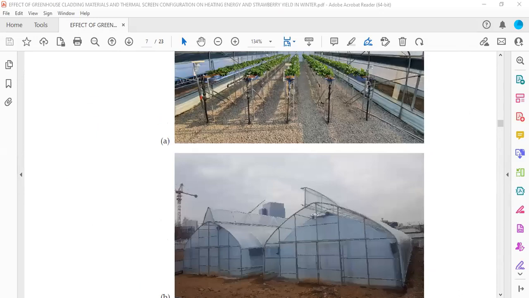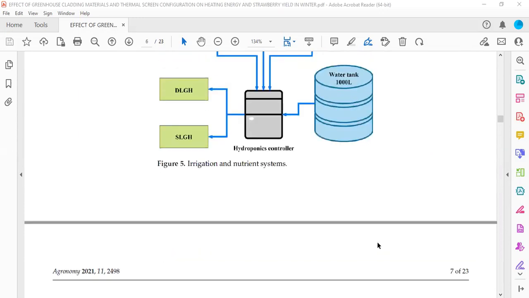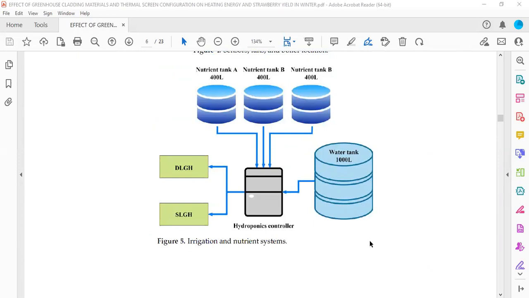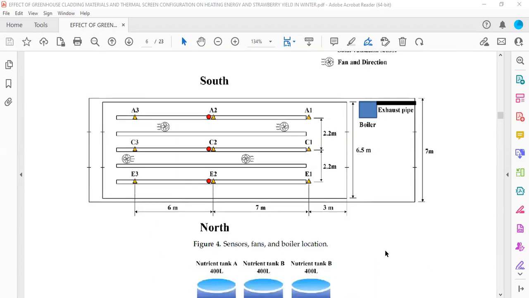Can you see this greenhouse? So this is very good. As I told you, when you have this kind of system, an irrigation and nutrient system, it reduces wastage. Look at these lines, A1, A2, A3. That's the length of the greenhouse bench. They are long, depending on the length of the greenhouse. They go along like that.